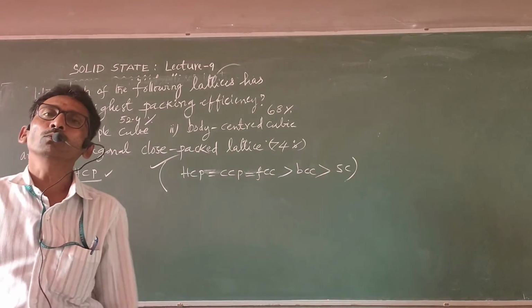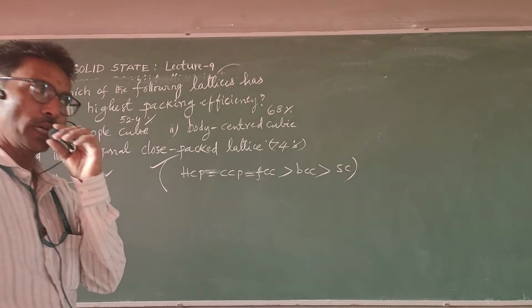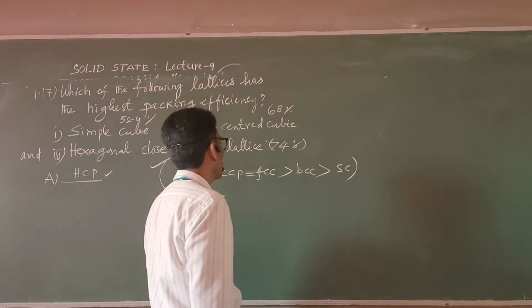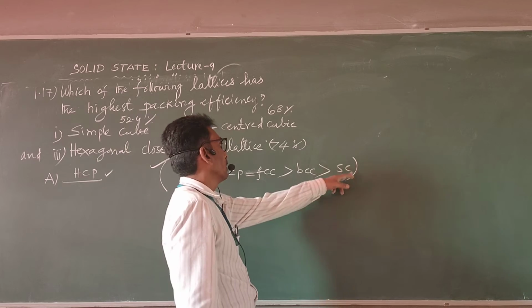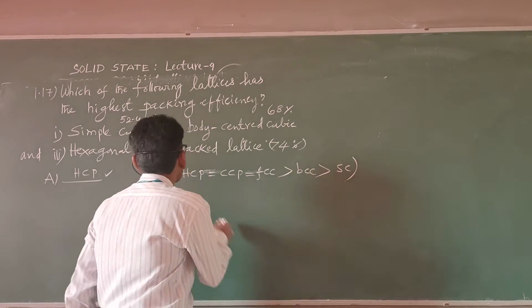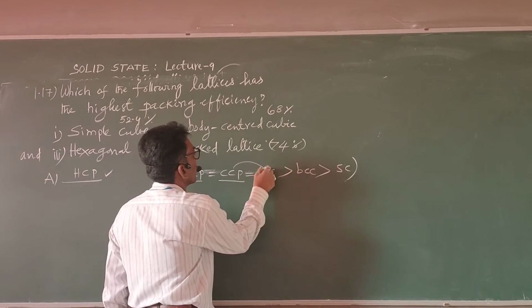Most effective packing efficiency is observed in which of the following? They may ask for the least. Least is simple cube, and equal are HCP and CCP, nothing but FCC.